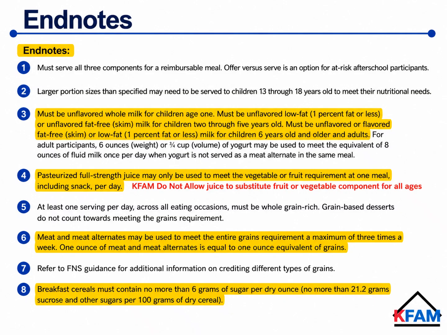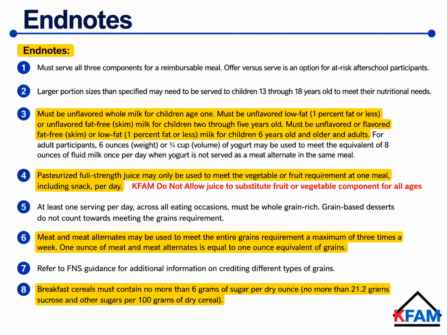Number 1. All 3 components must be served for a reimbursable meal. Offer versus serve is an option for at-risk after-school participants. Number 2. Larger portion sizes may need to be served to children ages 13 through 18 to meet their nutritional needs. Number 3. Children age 1 must be served unflavored whole milk.